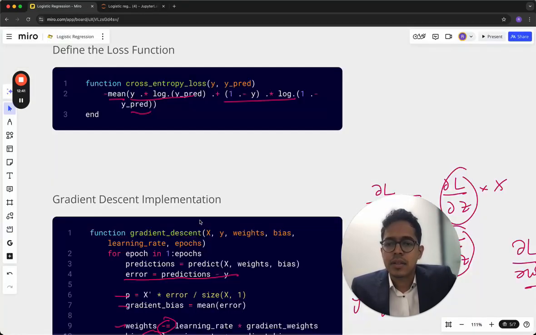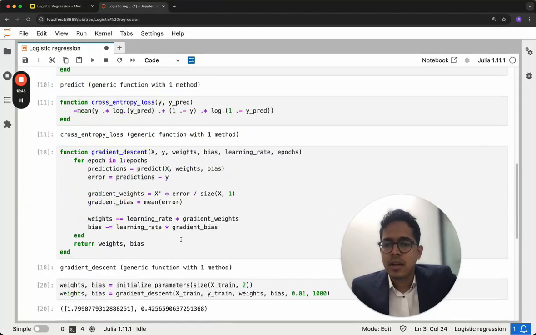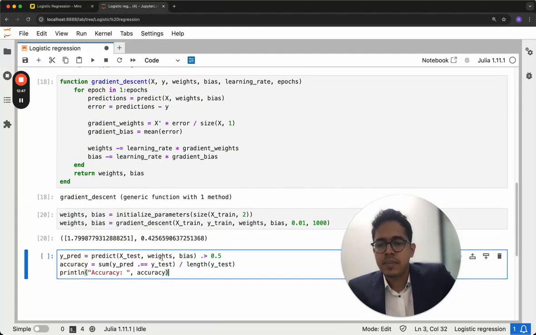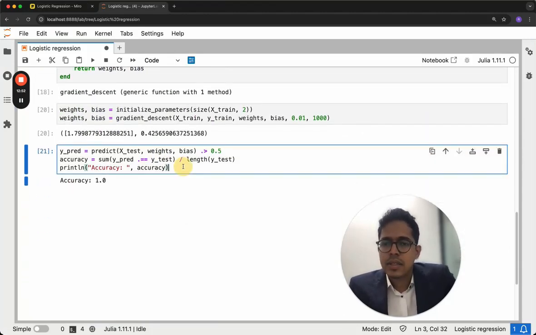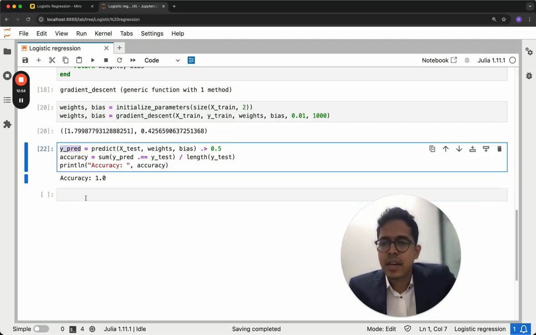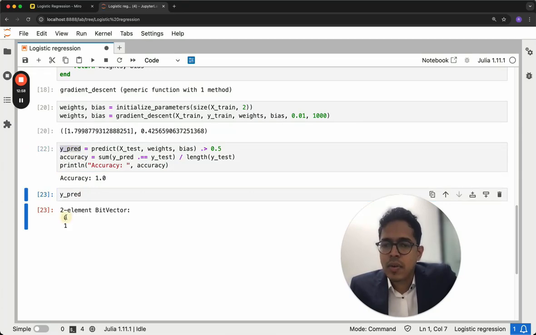Let us copy the last code for model evaluation and paste it here. Accuracy is 1. I am just interested to see these predicted values of y. So y predicted is 0, 1. Okay, perfect. So I hope you understand what's happening here.